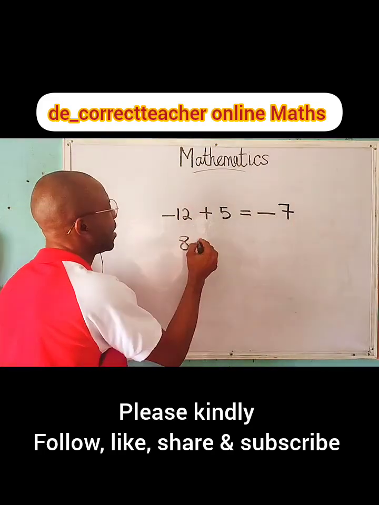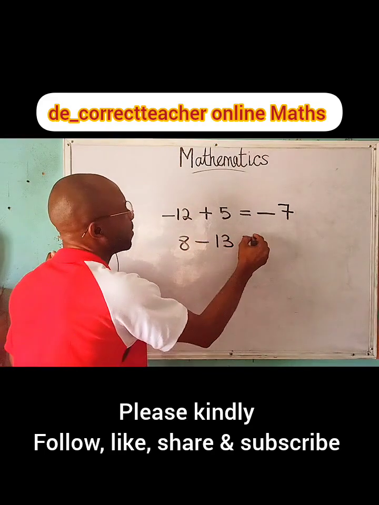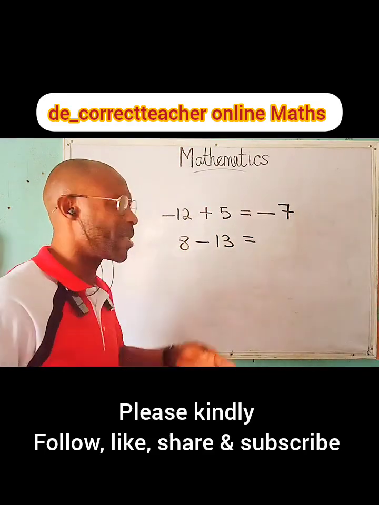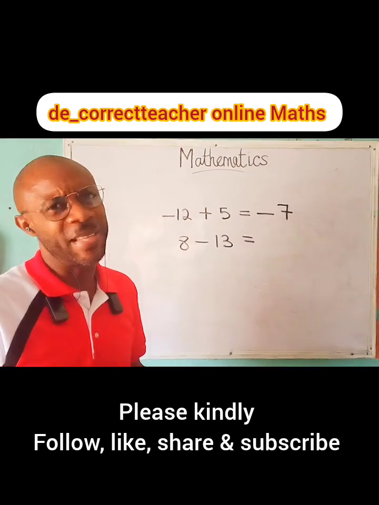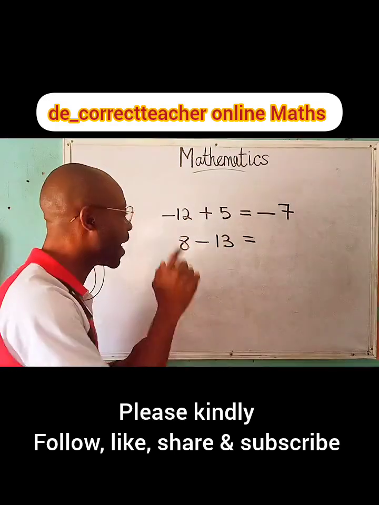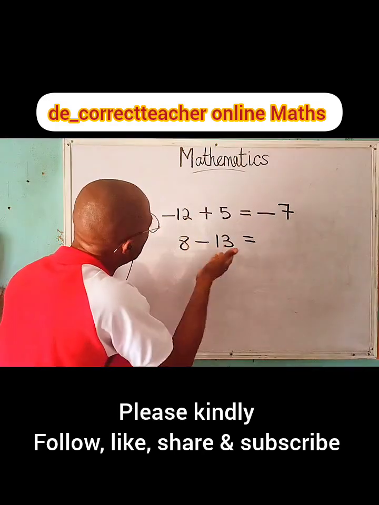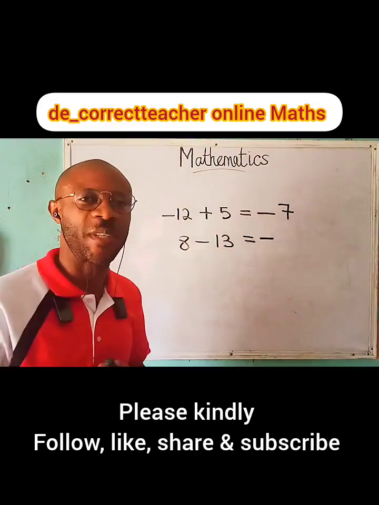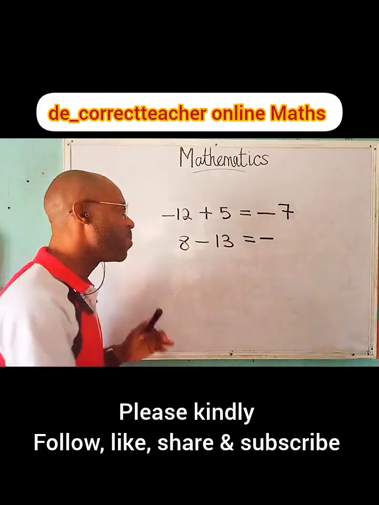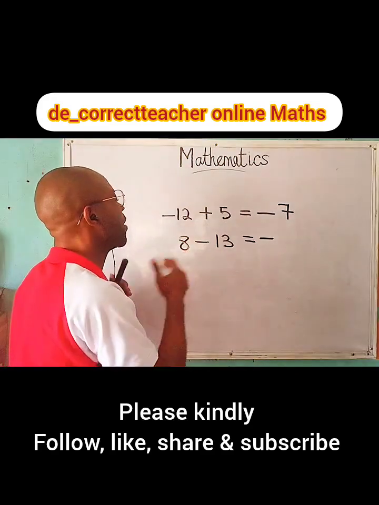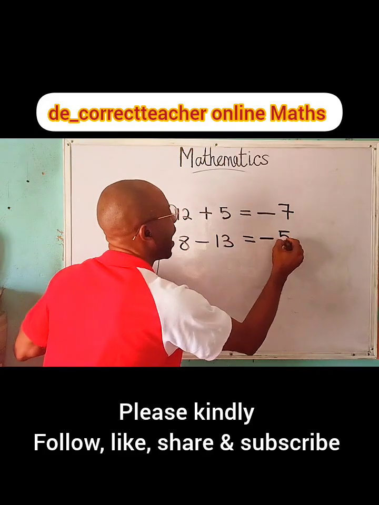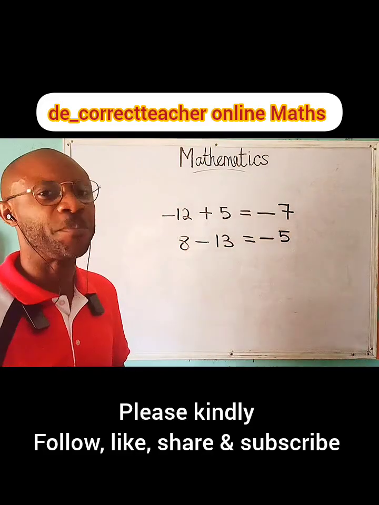Another example can be like this. If you have 8 minus 13. In this case, when you have something like this, 8 minus 13, don't jump and say the answer is 5. No, you have to use that logic and say, which of them is bigger? Oh, 13 is bigger. So let's take the sign of 13. Then we'll come back and say 13 minus 8. That will be 5. You see, we have negative 5.